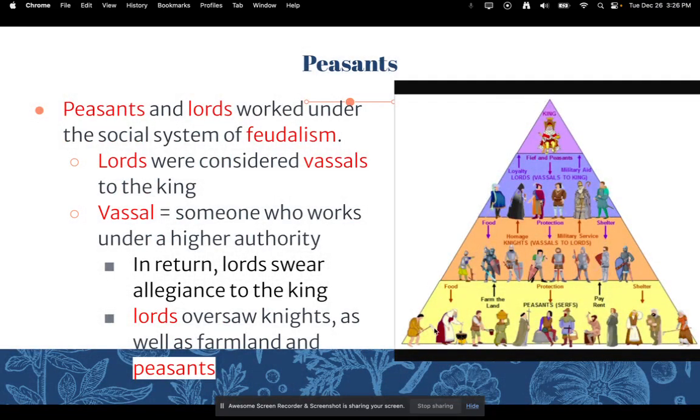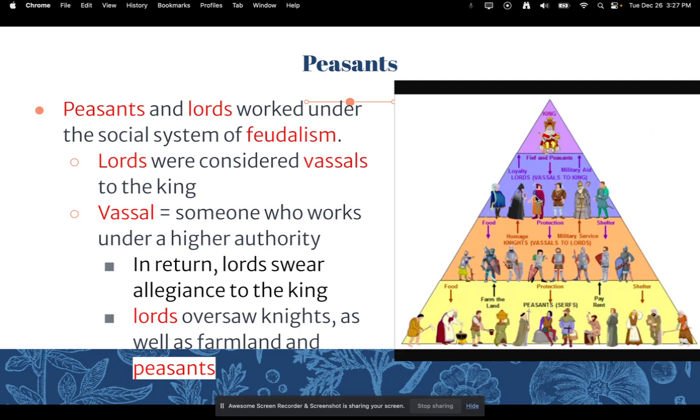So feudalism can pretty much be wrapped up right here in the social pyramid. So lords, which are right here in kind of like this purpley blue color, they are the vassals to the king. So the king is at the very top. Below them is the lords. So a vassal is someone who works under a higher authority. So the lords swear their allegiance to the king. And then the lords are the ones who are overseeing the knights as well as the peasants with their farmland.